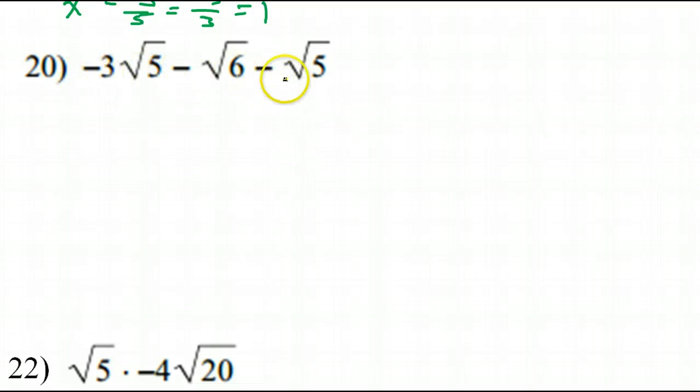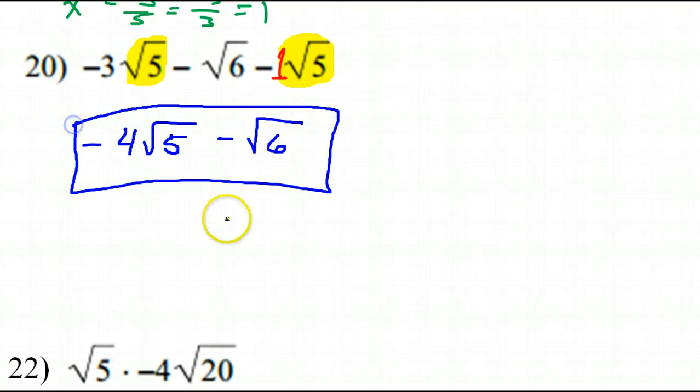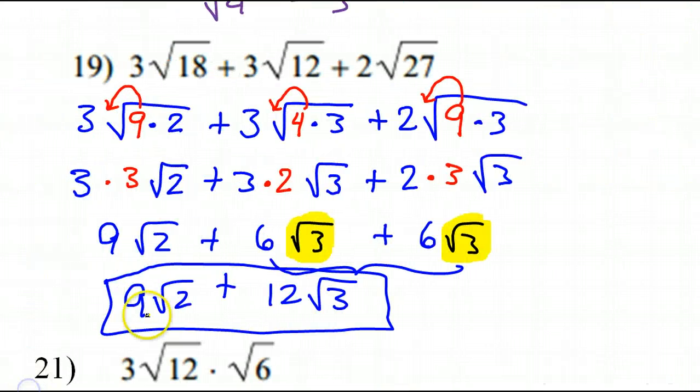Luckily on this one there's nothing to simplify, so we can go straight to like terms. See the radical 5 and the radical 5? Those are the terms that can be put together. Just understand that this is like one radical 5. So negative 3 and negative 1 make negative 4. So that'll be negative 4 square roots of 5, and then I'm just going to bring down my negative radical 6. That's as far as we can go with number 20. Alright, number 21.